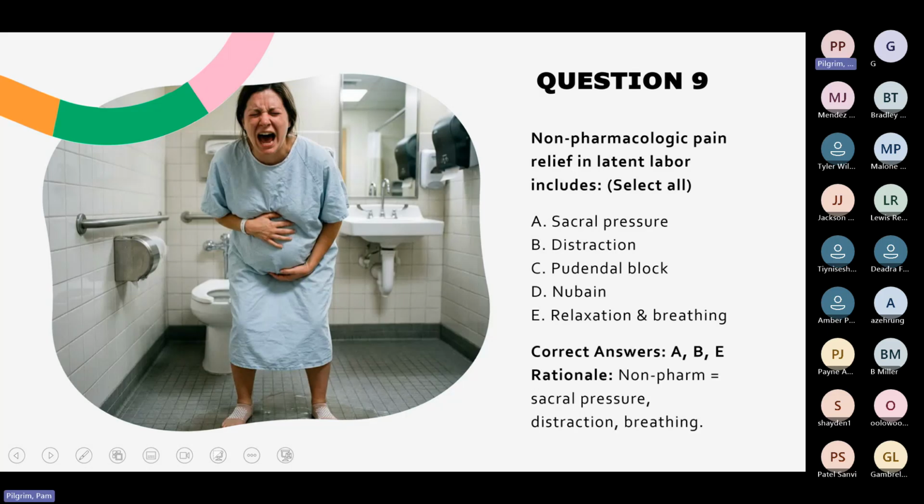The answers are A, B, and E. The pudendal block and the Nubain both involve medications, but you could do sacral pressure, distraction, and relaxation and breathing.